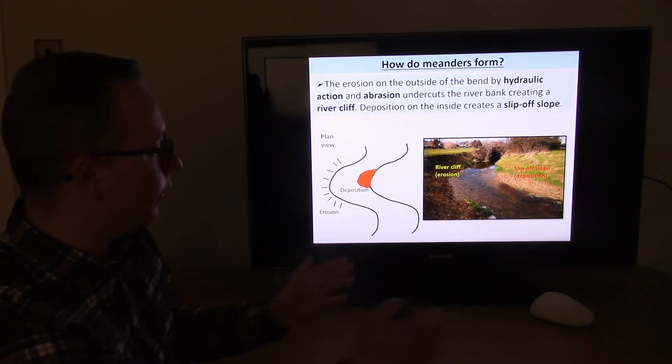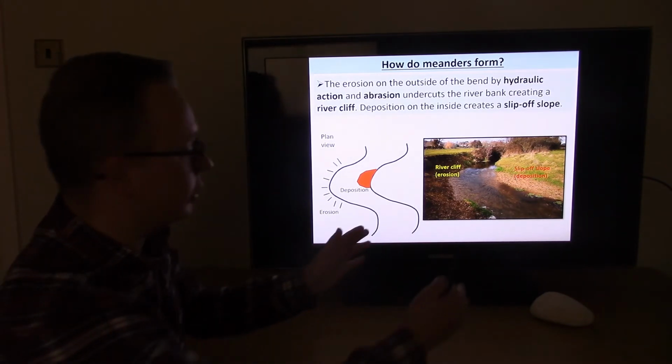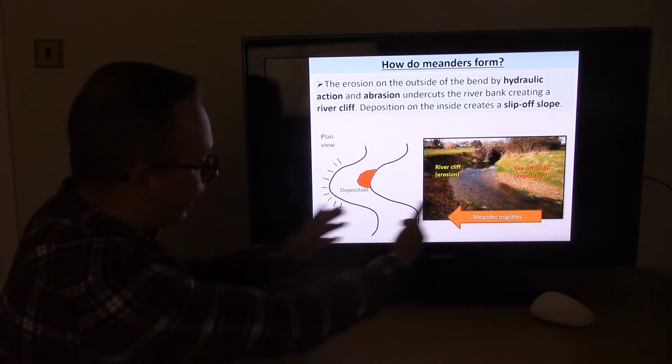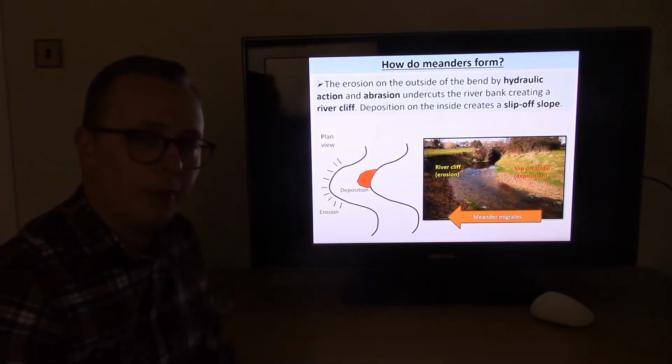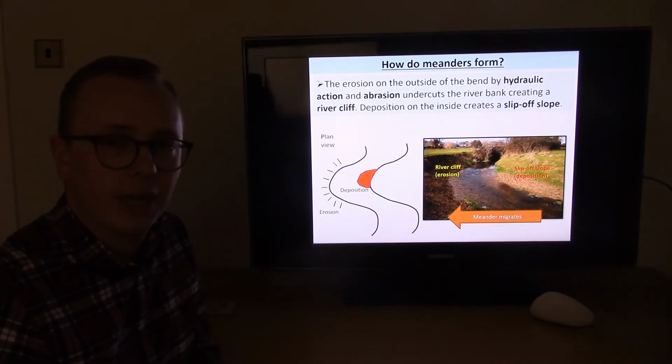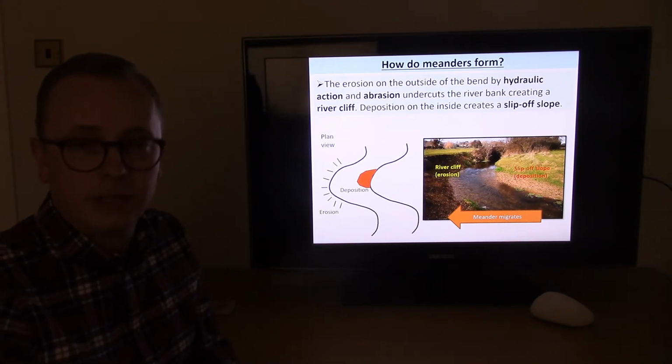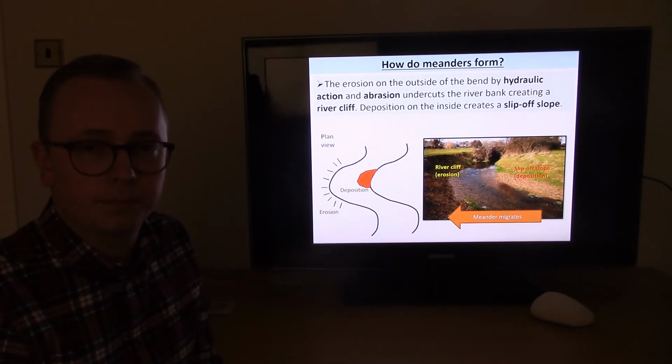And because both of these are happening at the same time, what it means is our whole channel is actually shifting, it's migrating in this direction. And that's what meanders do, they migrate over time, they change their position on the floodplain. So we'll now take a look at that in a diagram cross-section view.